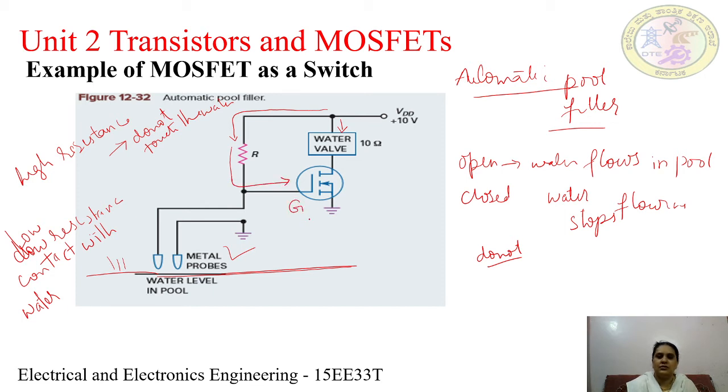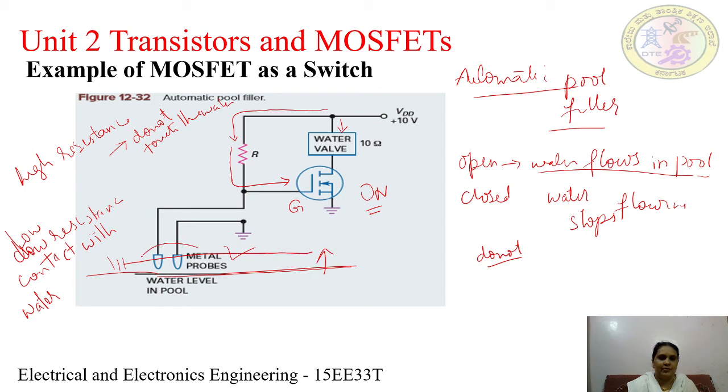So then what? The MOSFET will become on. When the MOSFET is on, the valve gets opened. If the valve is opened, water flows in the pool. Once the water flows, the level of the water rises. So let us say the water level has raised from this to this.